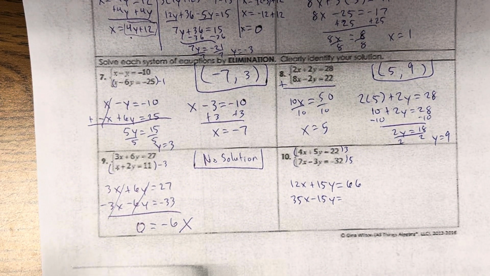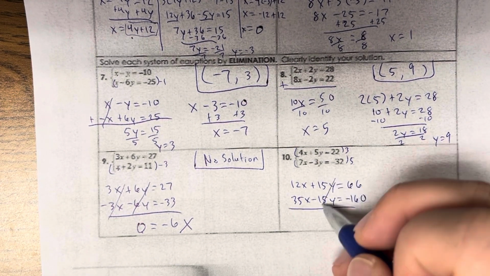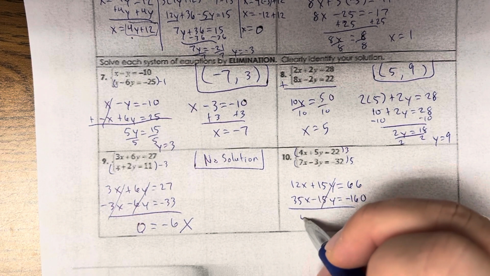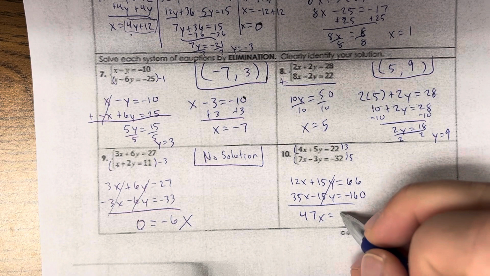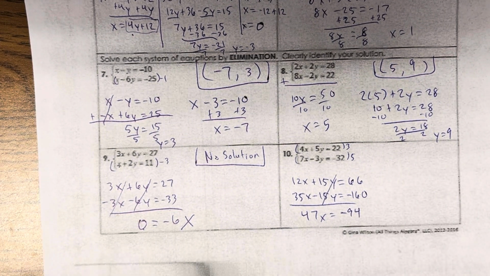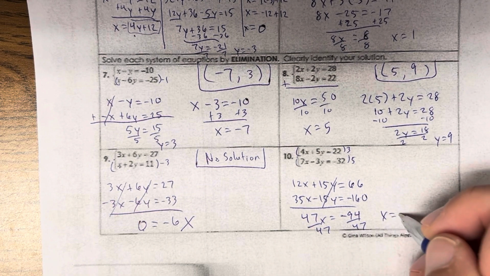So negative 32 times 5 is going to be negative 160. So the y's are gone. That becomes 47x is equal to negative 94. And then we'll divide by 47 to get x equals negative 2.